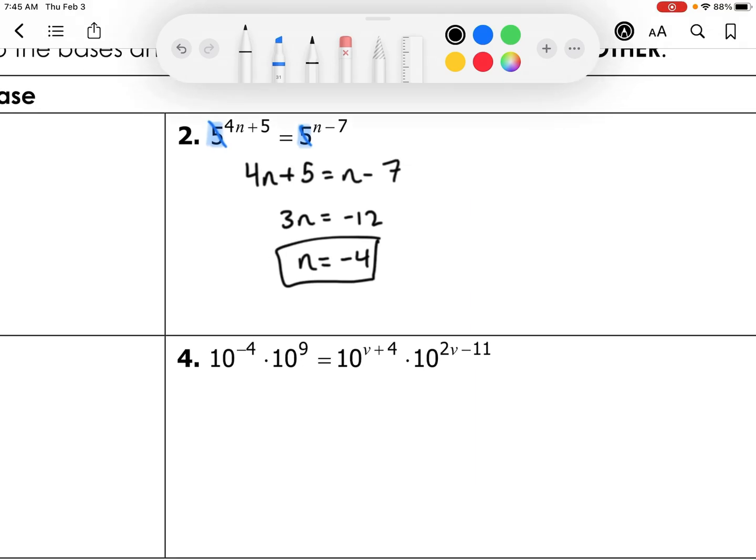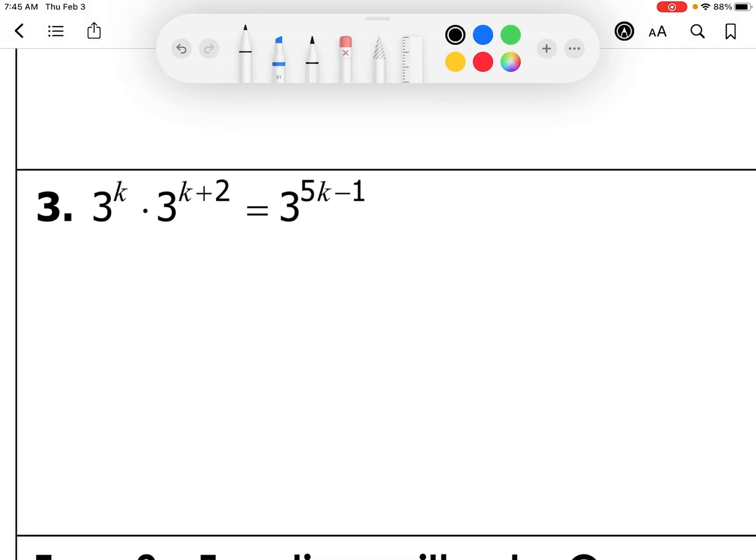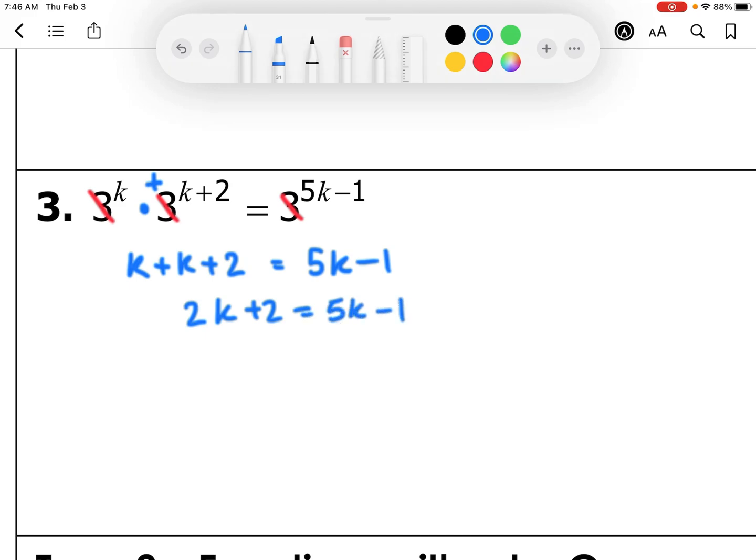Now it can get a little bit tougher than this. What if, let's say, we have something like number 3, where we have multiple bases? Remember, when we have multiple bases and it's being multiplied, we add the exponents. So add the exponents, we can eliminate the bases now, and we have k plus 2 equals 5k minus 1. Combining like terms to get 3k equals 3, so k equals 1.